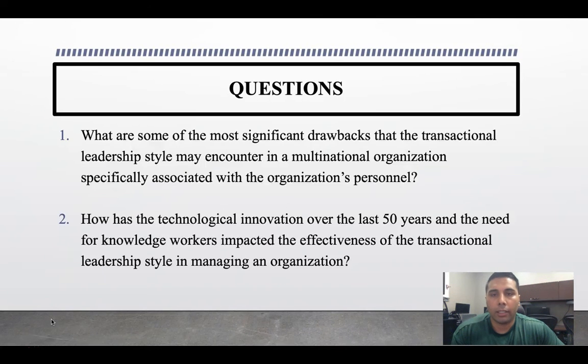Lastly, we have two questions related to the transactional leadership style. The first question states, what are some of the most significant drawbacks that the transactional leadership style may encounter in a multinational organization, specifically associated with the organization's personnel? And the second question asks how the technological innovations over the last 50 years and the need for knowledge workers have impacted the effectiveness of the transactional leadership style in managing an organization.